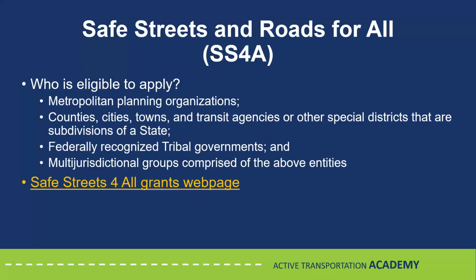To apply, visit the SS4A grants webpage. There you will find a how to apply section with a webinar and resources page, frequently asked questions, and a link to the application. The next round of applications is expected to open in February 2024, which is right around the corner. And this year is the third year of the 5-year grant program.